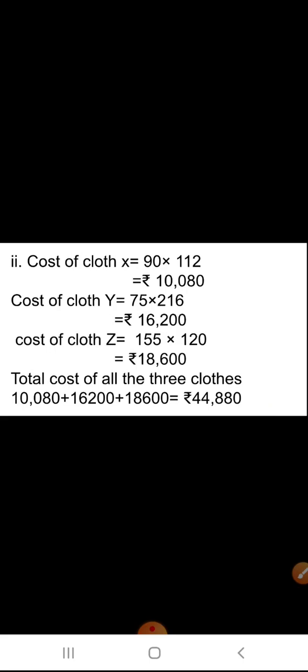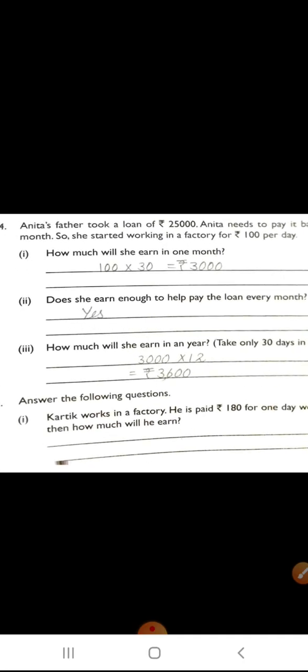Now question number 3. Shivani bought 3 pieces of cloth. This question also we have done. Question number 4 was your homework, and question number 5 was also your homework. Hope you all have done this. So let's quickly recap the answers and revise this question.